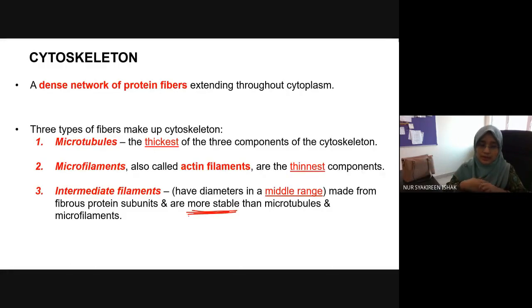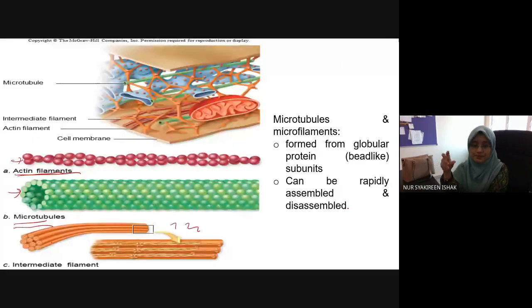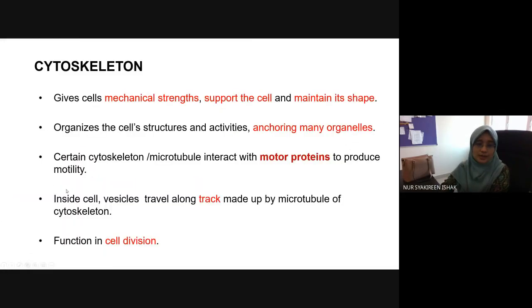So microtubules and the microfilaments are made up of globular proteins. We can classify proteins as either globular proteins or fibrous proteins. So microtubules and microfilaments are made up of globular proteins, right? As you see from this diagram, this is the structure of globular protein. The subunit is in the form of globules.